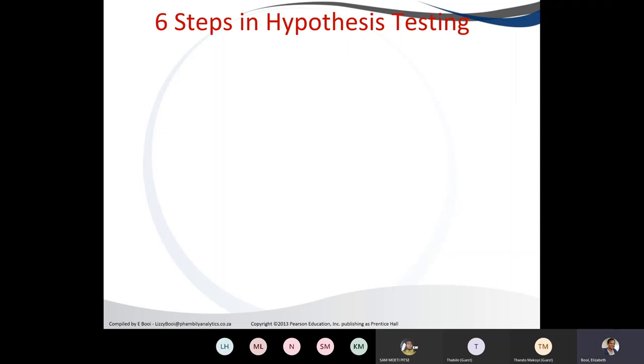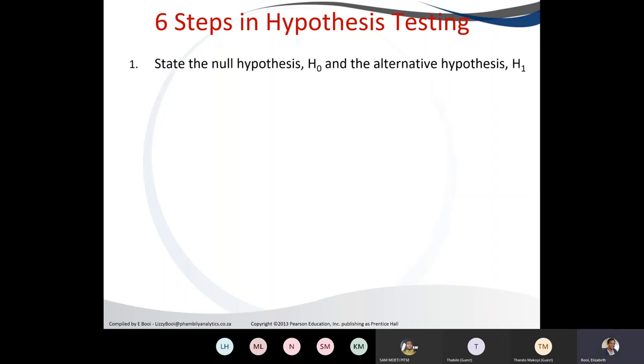There are 6 steps in hypothesis testing. In your exam or your assignment, you will notice that either every question might have those 6 steps in it, or one question might have, in the options that you need to answer, those 6 steps that you have to go through. Every option on your question might be one of those 6 steps. So what are they?